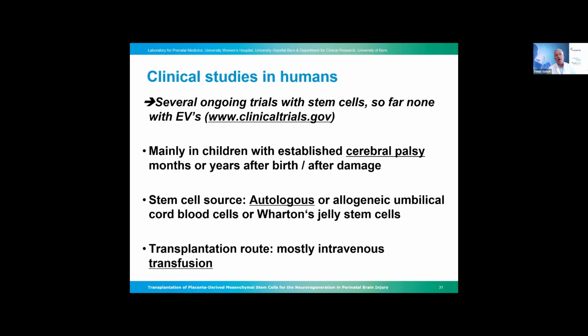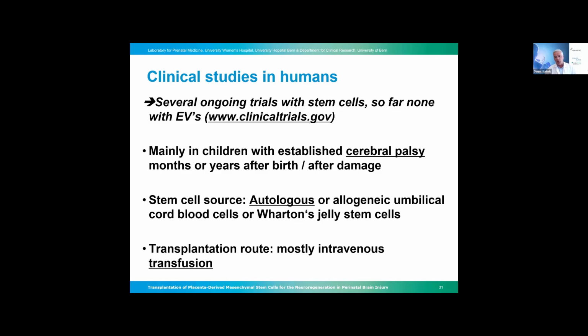So that was the moment where we had to look. So now eventually we should take a step into clinics. And now we had to see what's happening out there in clinical trials. And most clinical trials, there were several ongoing at the time, most of them were performed in children with already established cerebral palsy, because eventually after 6 months or 1 year or 5 years old, usually they used autologous umbilical cord blood cells, and mostly were treated by intravenous transfusion.